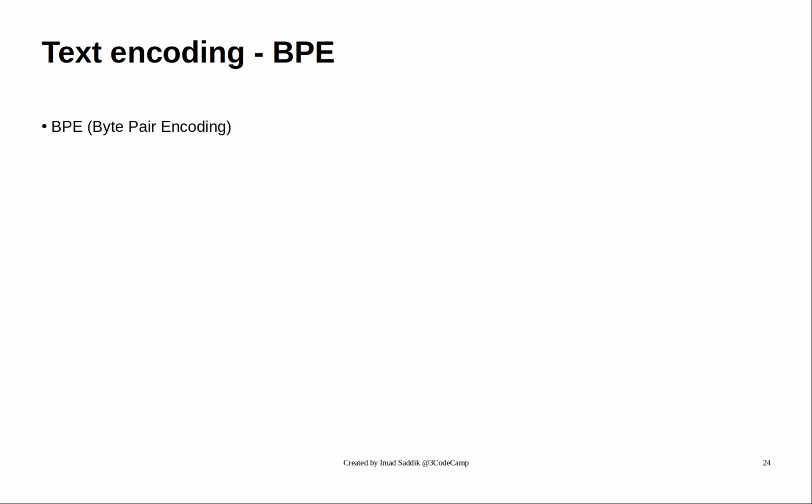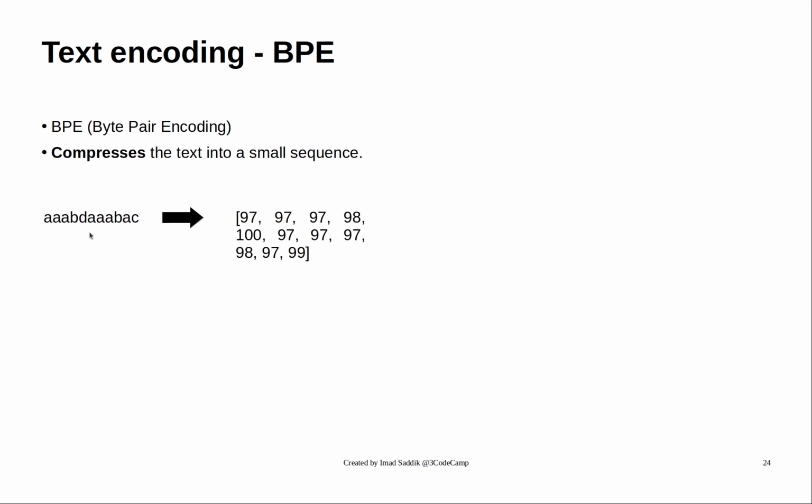Now let's try to understand this algorithm. BPE stands for byte pair encoding, and this is an algorithm designed to compress text into a small sequence. Let's see how it works through this example. Let's start with this sequence of text. The first step is to convert it to a list of bytes. After that, we compute the number of times each pair appears in the sequence. For example, 97,97, this pair occurs 4 times in this sequence.